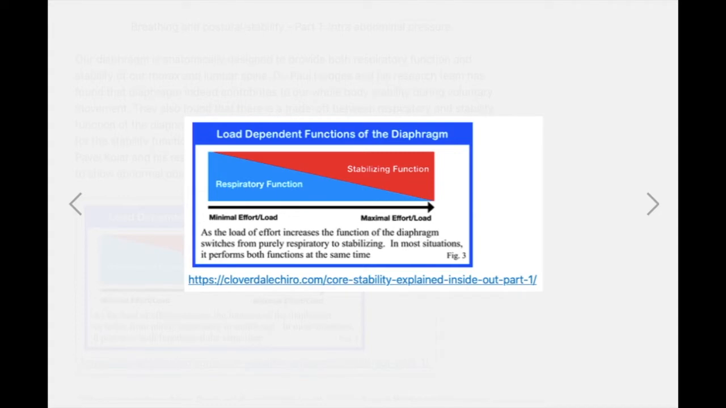This indicates that when the diaphragm is recruited too much for the stability function, the efficiency of our breathing can be compromised. Well, Pavel Kolar and his research group found that people with chronic low back pain tend to show abnormal positioning and contractility of the diaphragm.